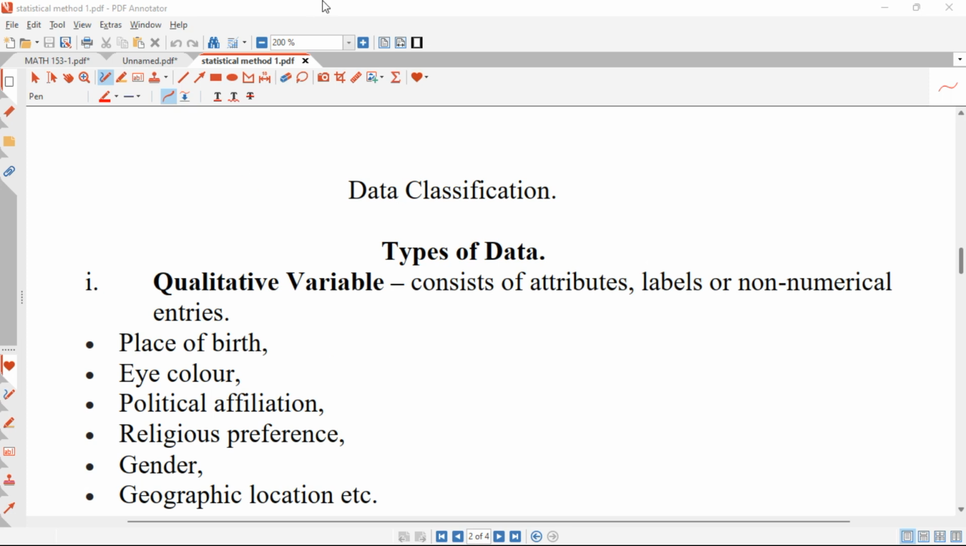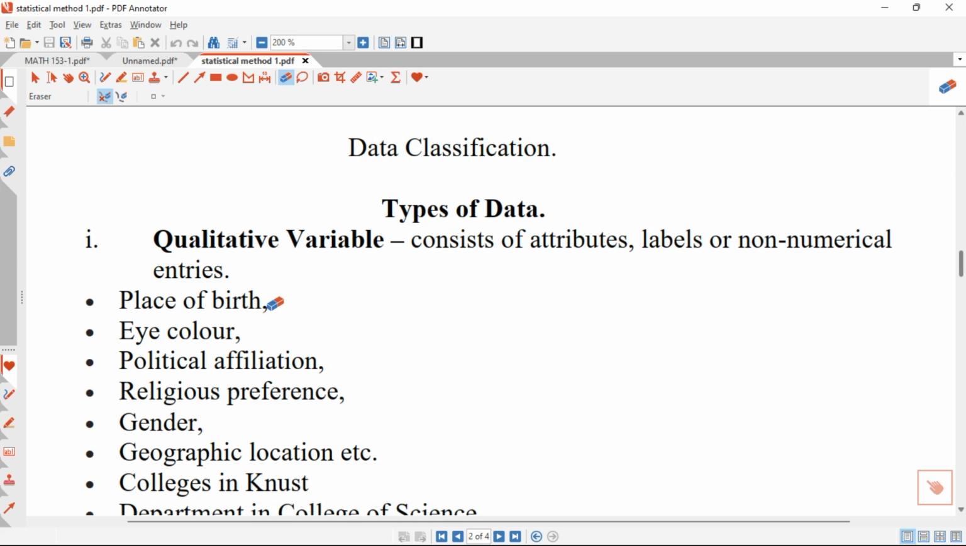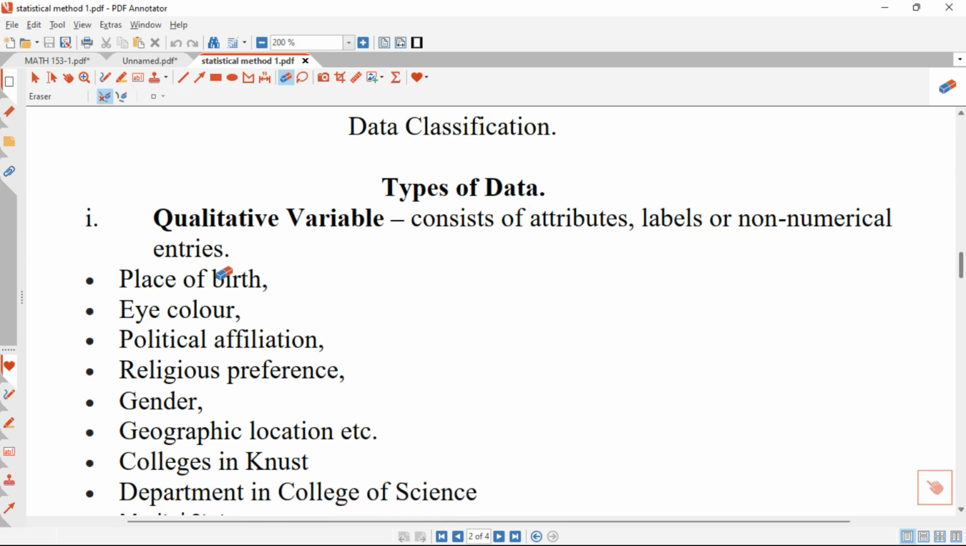So one may ask, what is a qualitative variable? Qualitative variables consist of attributes, labels, or non-numerical entries. So they usually have the nature of an attribute. You are giving an attribute to something, labeling something, or making non-numerical entries. Examples of qualitative data are place of birth. The place of birth is qualitative data because it has an attribute of what? A label, right? That is a certain attribute given to a place. So maybe one can be born at Asankragwa, one can be born at Kumasi.